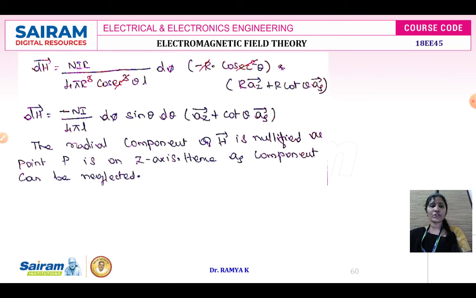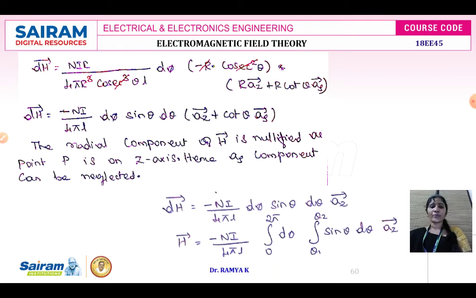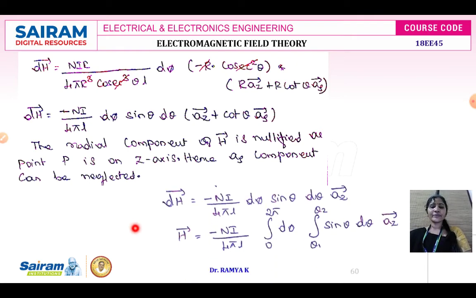The problem solution is same as before. When you solve this, you will be getting the answer dH is equal to minus NI divided by 4 pi L d phi sin theta d theta times (a_z plus cot theta a_rho). Now we'll get the expression like this. Here the expression is with respect to theta and phi. To identify the value of H, we have to integrate on our right hand side.